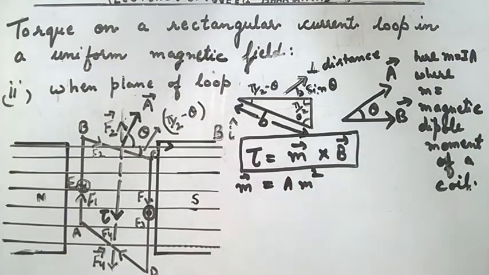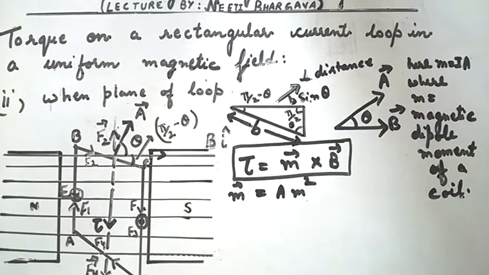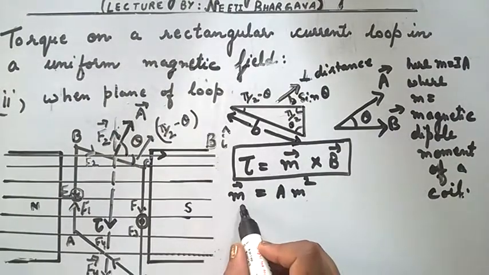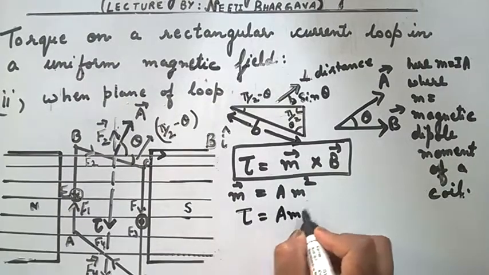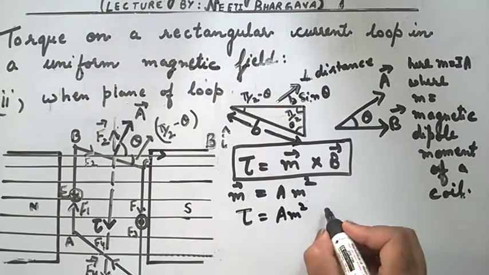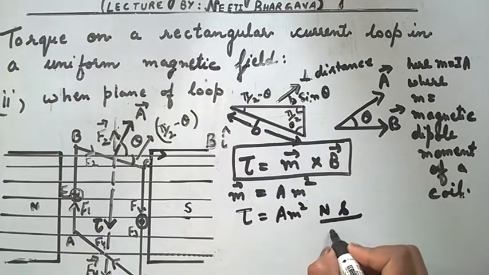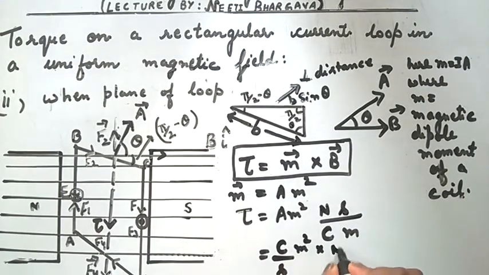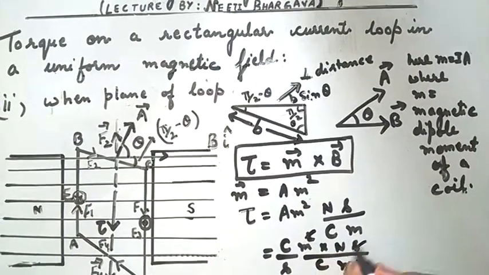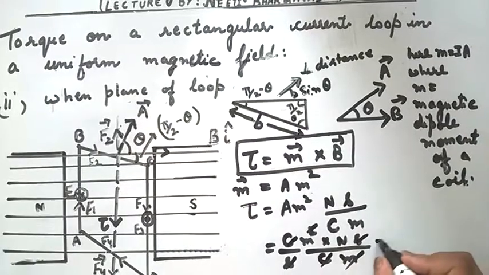Also, by this SI unit of magnetic dipole moment, we can find the unit of torque, which is equal to ampere into meter square. Unit of magnetic field is Newton second upon Coulomb meter. Ampere can be written in terms of Coulomb per second, charge per unit time, into meter square into Newton second upon Coulomb meter. Therefore, meter and meter will cancel out, second and Coulomb will cancel out, and we remain with Newton into meter, which is the SI unit of torque.